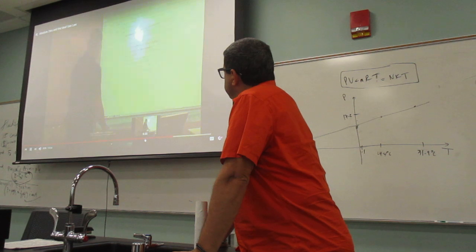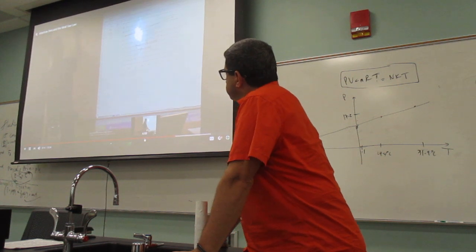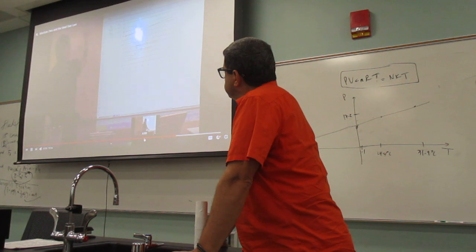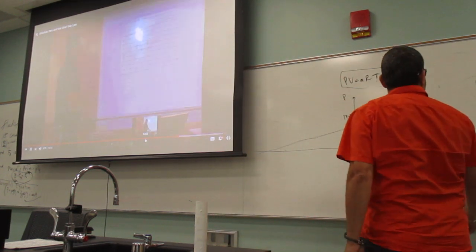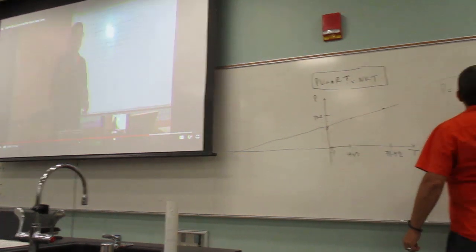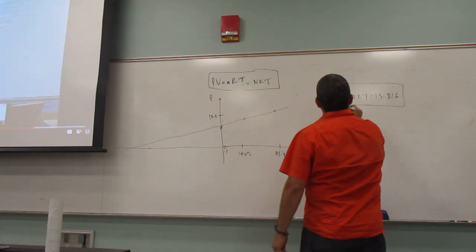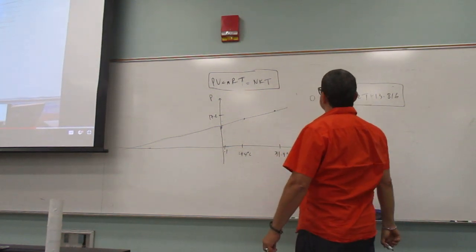So here's my equation then. Pressure is equal to 0.0472 T plus 13.816. Okay. So now let's set the pressure equal to 0, right? Because as this line goes back, at some point the pressure is going to be 0.